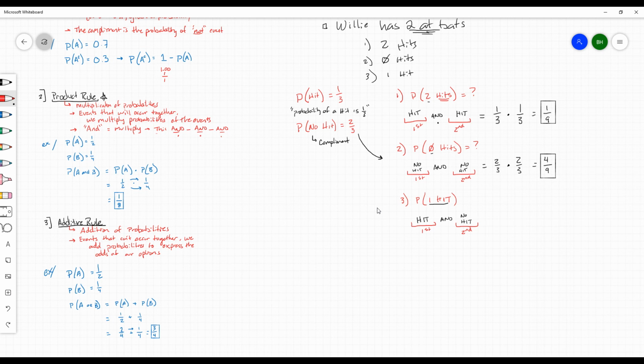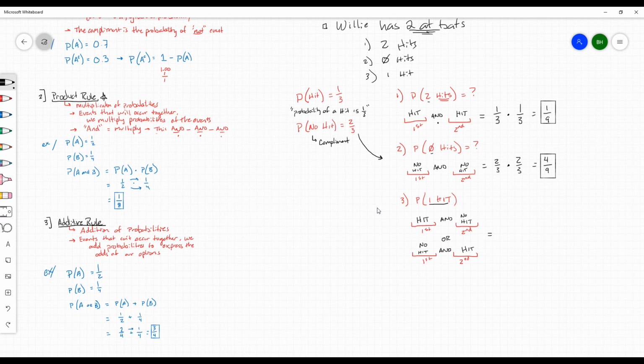But there's another way that Willie can do this. So Willie can either get a hit his first time and miss his second one, or, if you hear me specifically say, or, Willie can not hit the first one and hit the second one. So here I go with these words, right? I have Willie gets a hit and misses this, or Willie gets no hit and hits the second one.